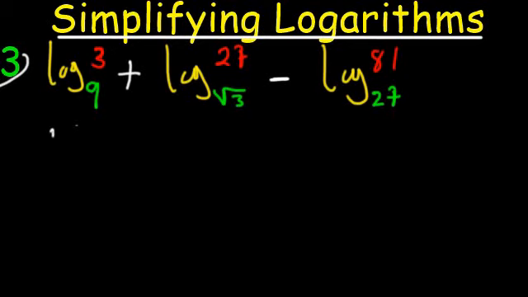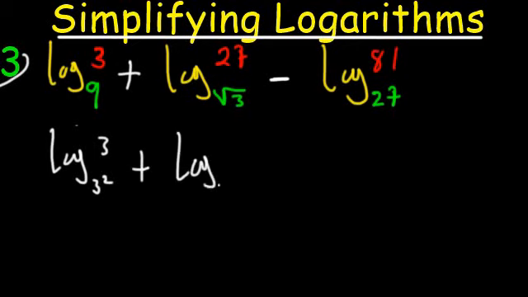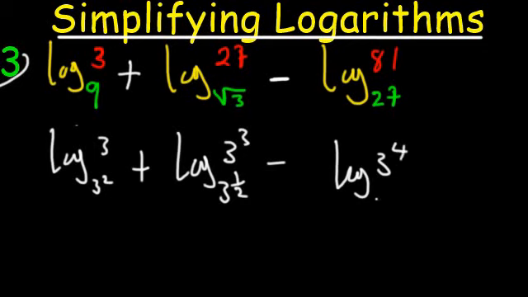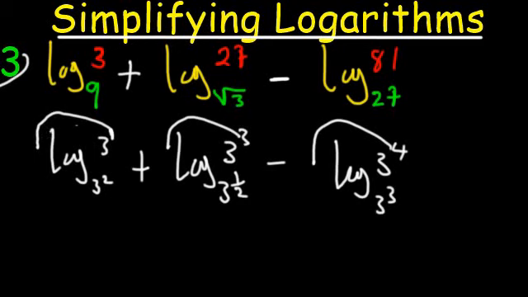So we have log of 3 to the base of 3 squared, plus log of 3 to the base of 3 to the power of half, minus log of 3 to the base of 3 to the power of 4. Now, just like before, we are allowed to bring this to the front. Likewise this, and this is the same as 3 to the power of 1. We can bring it to the front as well. So let's do that.